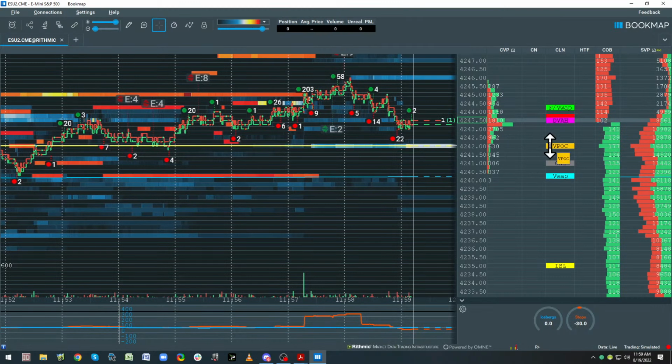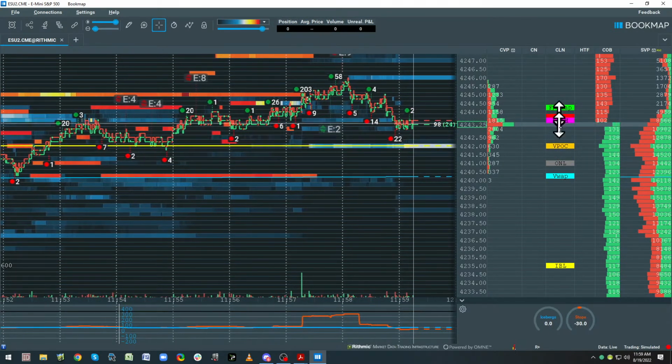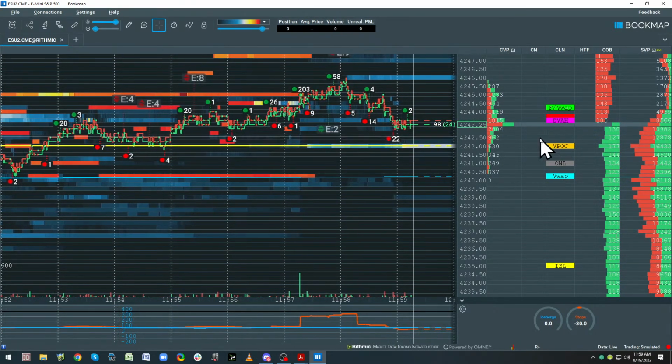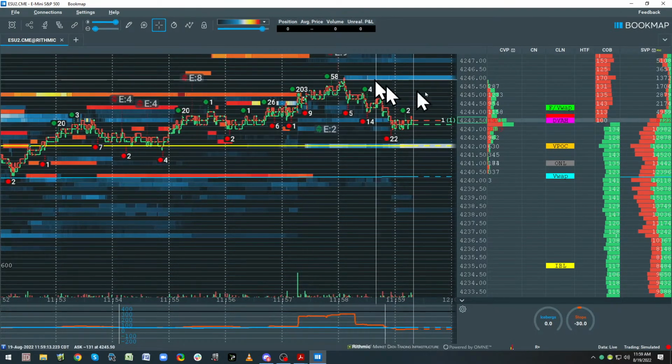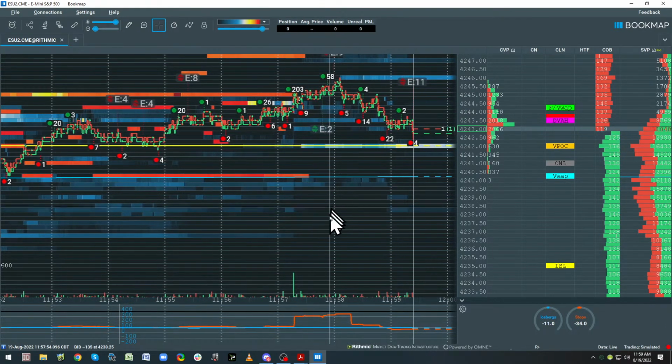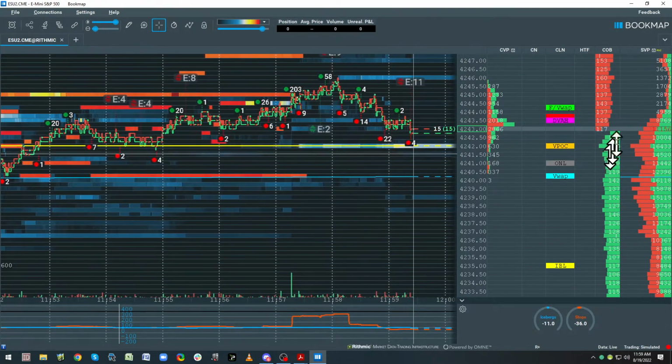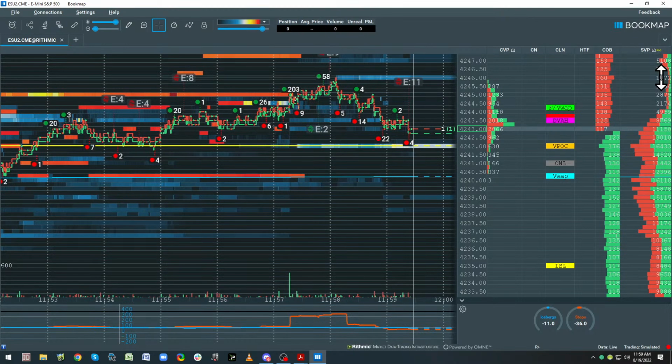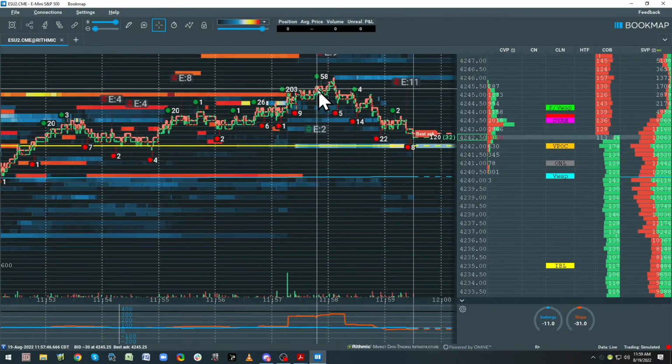And I know, per my plan, where my locations are. Got to take the stops at the mid, which we did. Counter rotation to the VPOC for the scale, which we did. Squeeze further into where? Here, which we had previously identified. It's the next area for short.